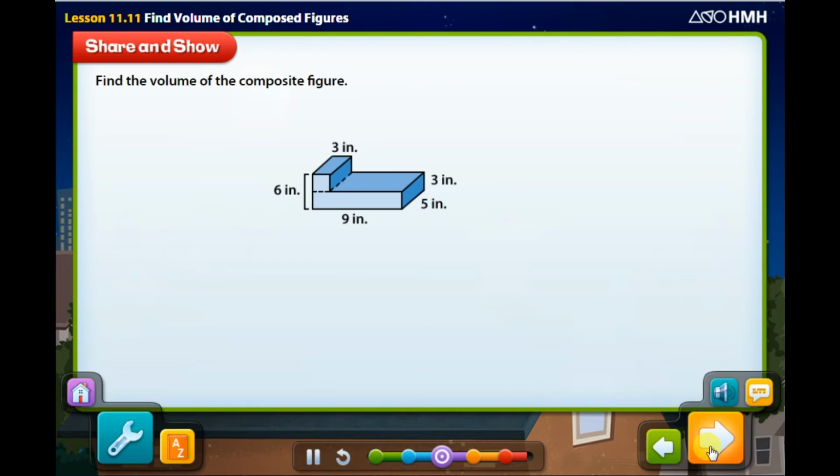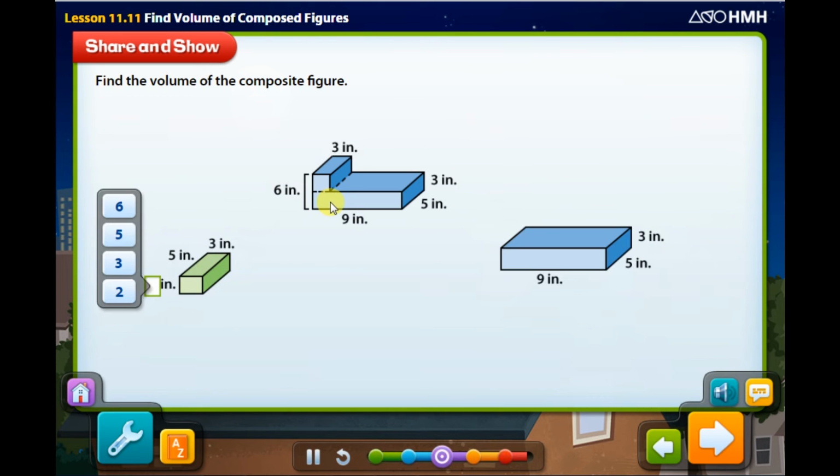Find the volume of the composite figure. Break apart the solid figure into two rectangular prisms. So again, the formula of the volume of any rectangular prism is multiplying length by width by height. We have two different rectangular prisms, a small one and a bigger one. So let's separate them apart to find the volume of each one separately.